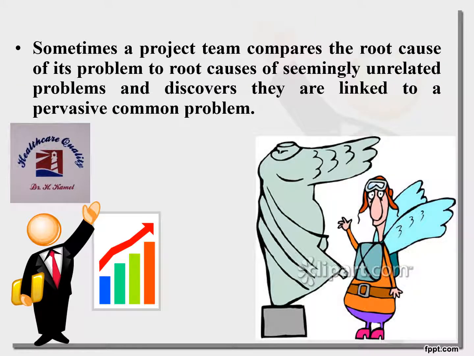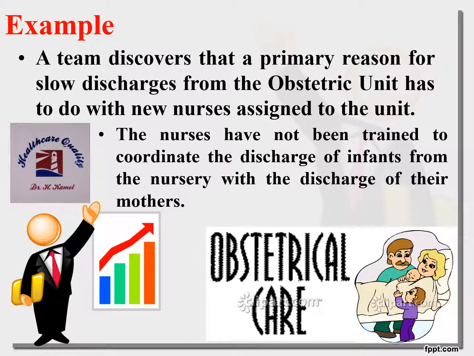Sometimes a project team compares the root cause of its problem to root causes of seemingly unrelated problems and discovers they are linked to a pervasive common problem. Example: a team discovered that a primary reason for slow discharges from the obstetric unit has to do with new nurses assigned to the unit. The nurses have not been trained to coordinate the discharge of infants from the nursery with the discharge of their mothers.